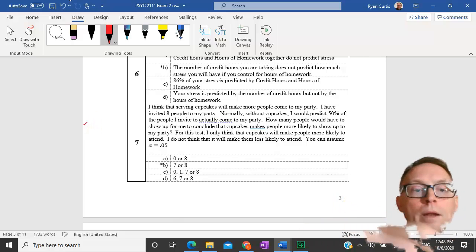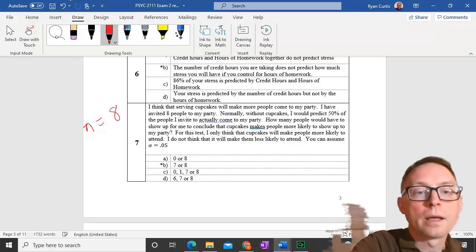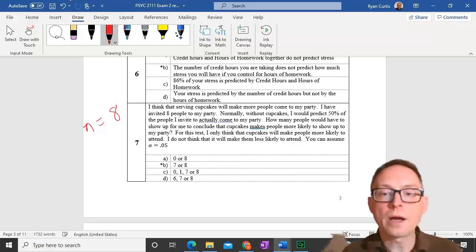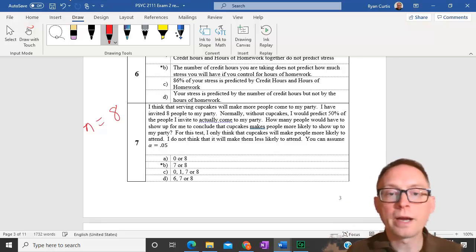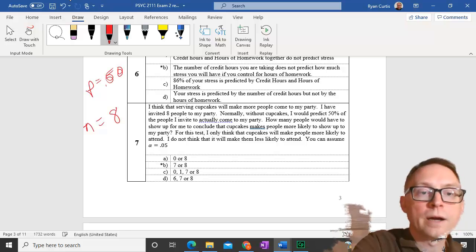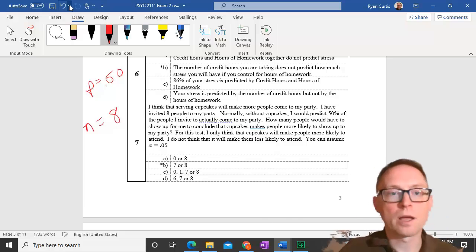Whoops, sorry, I forgot. I have to be on the white for this one. N equals 8, fine. Normally without cupcakes, I predict that 50% of the people I invite actually come to my party. So that means P equals 0.50, right? The a priori probability of people coming or not coming is 0.50.